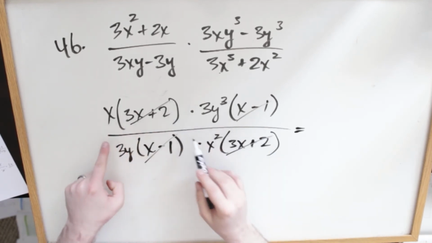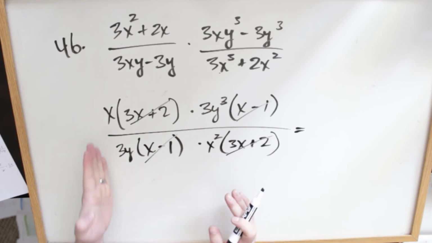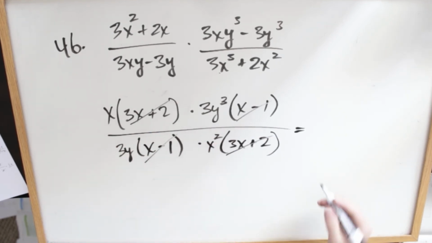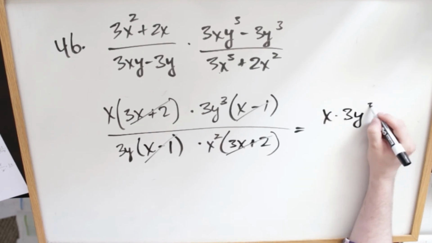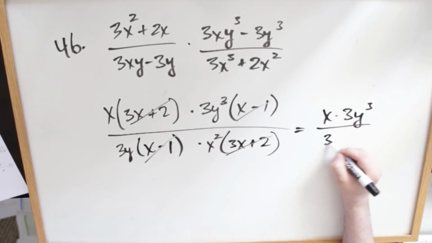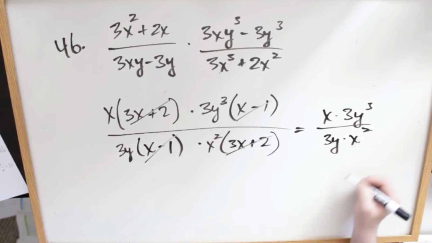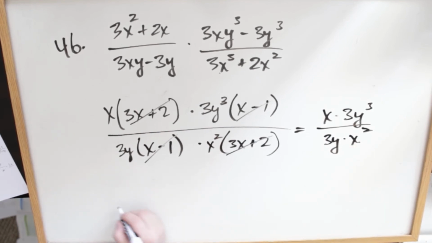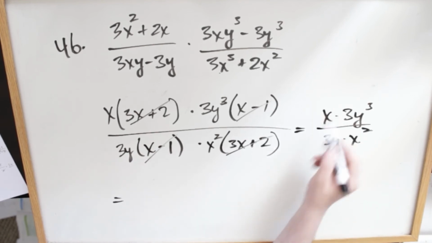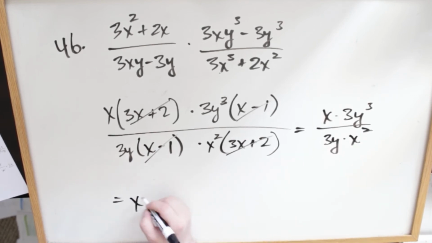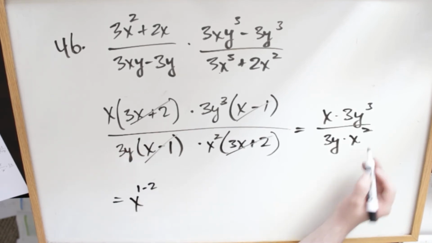Usually I just try getting rid of those big factors first, and then I just keep the smaller pieces into its new piece. So x times 3y cubed all over 3y times x squared, okay? So now, take a look at this. I've got an x squared in the denominator and x in the numerator. If you remember the rules of fractions, this is the same thing as x to the first minus 2. The minus 2 comes from the denominator because that's an x squared.